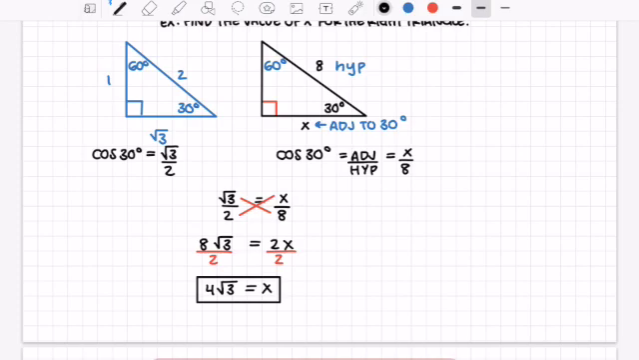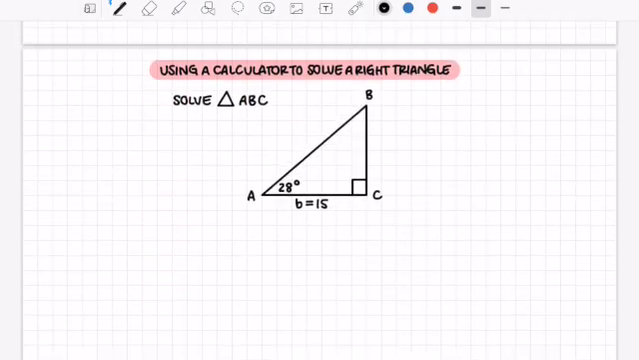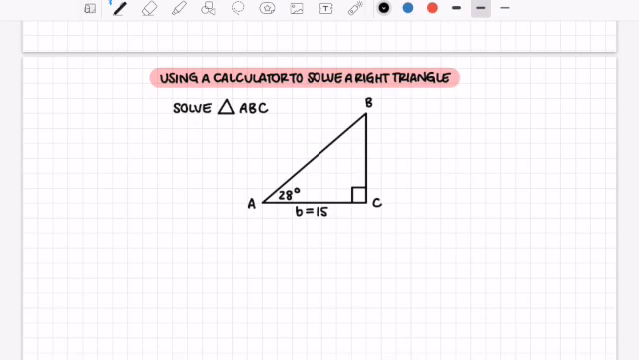Okay, so let's look at a different one now. Let's say we don't have a 30, 60, 90 degree triangle. We also don't have a 45, 45, 90. Instead, we have a 28 degree angle. In this case, we will have to use our calculator.